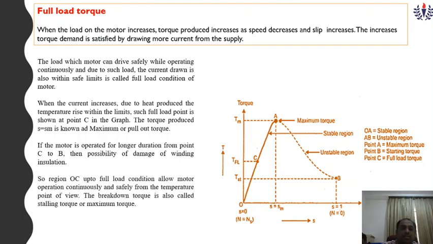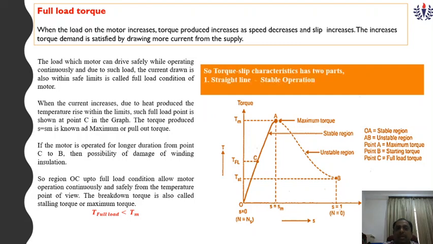So the region O to C, up to the full load condition, allows the motor to operate continuously and safely from the temperature point of view. The breakdown torque is also called the maximum torque. Then it will increase from C to A. It is called the maximum torque, or we can say the breakdown torque.